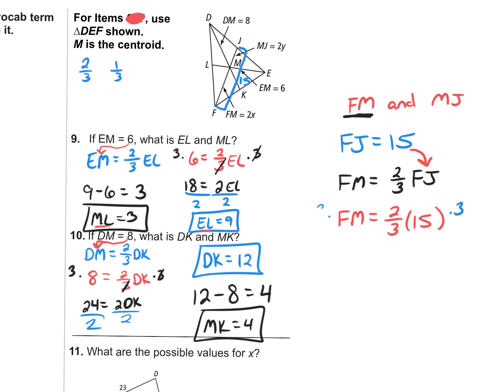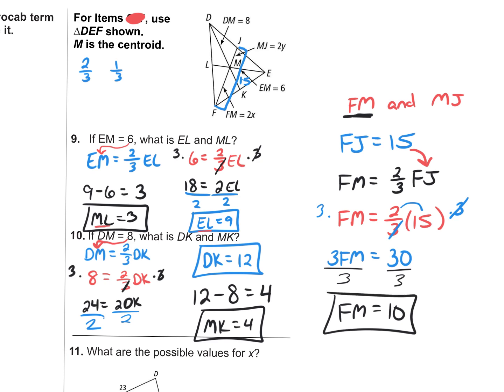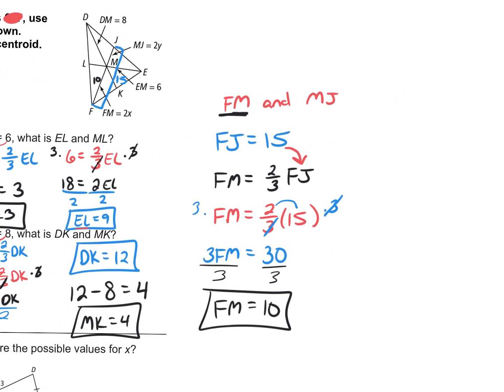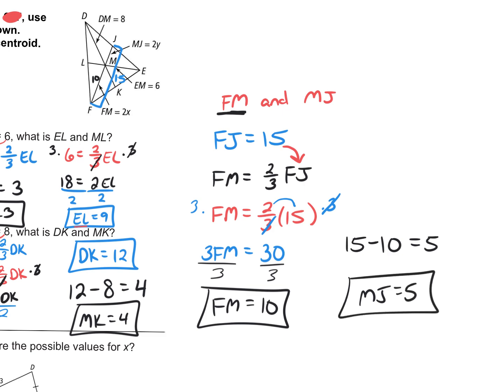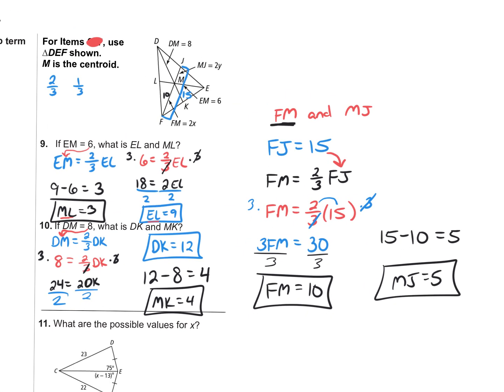Multiply by 3. So we have 3 FM equals 2 times 15, which is 30. What's my last step here then? Divide by 3. So we get FM equals 10. So I found FM is 10. How would I find MJ then? 15 minus 10. Yep, subtraction. 15 minus 10 is MJ equals 5. So we know MJ equals 5. Okay, so there's another way you can see that if they end up giving you the whole length.